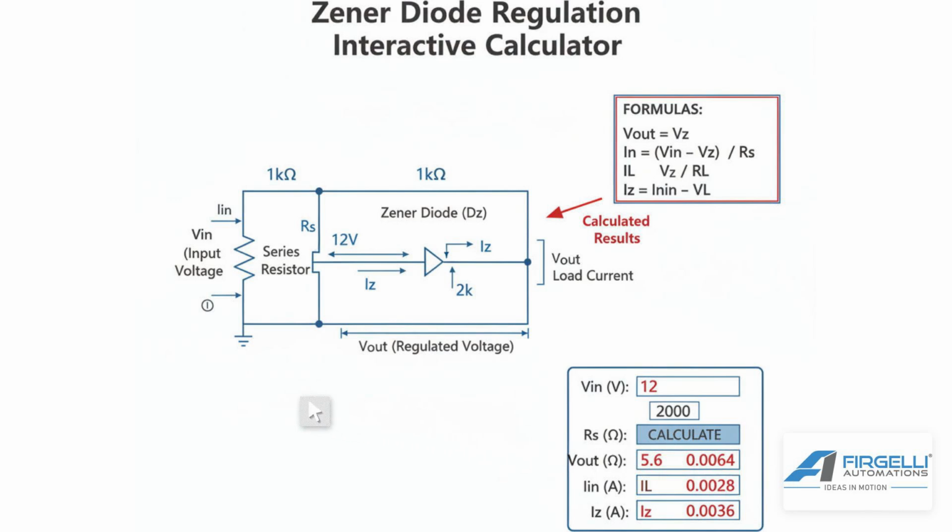After clicking Calculate, the tool displays your calculated series resistance value along with other circuit parameters like load current, total current, and power dissipations to verify your design meets specifications.